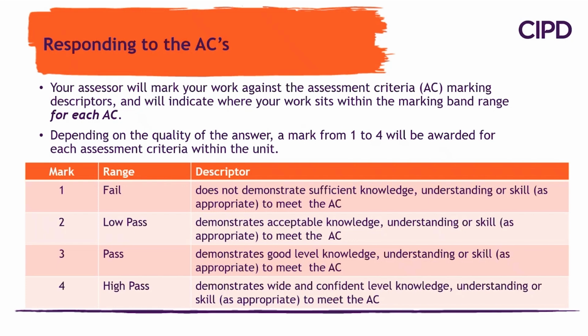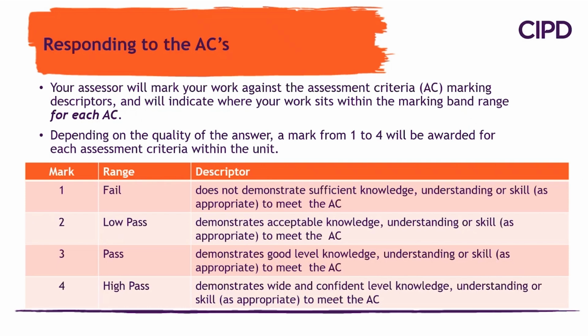Obviously, anything that falls within the 1 is a fail, because this doesn't demonstrate sufficient knowledge, understanding, and skill as appropriate to meet the AC. The pass range is 2, 3, and 4. A mark of 2 across all the ACs will give you a low pass, and this demonstrates acceptable knowledge, understanding, or skill as appropriate to meet the AC. A 3 is a pass, and this demonstrates good level of knowledge, understanding, or skill as appropriate to meet the AC. And finally, a 4 will give a high pass, which demonstrates wide and confident level knowledge, understanding, and skill to meet the AC.